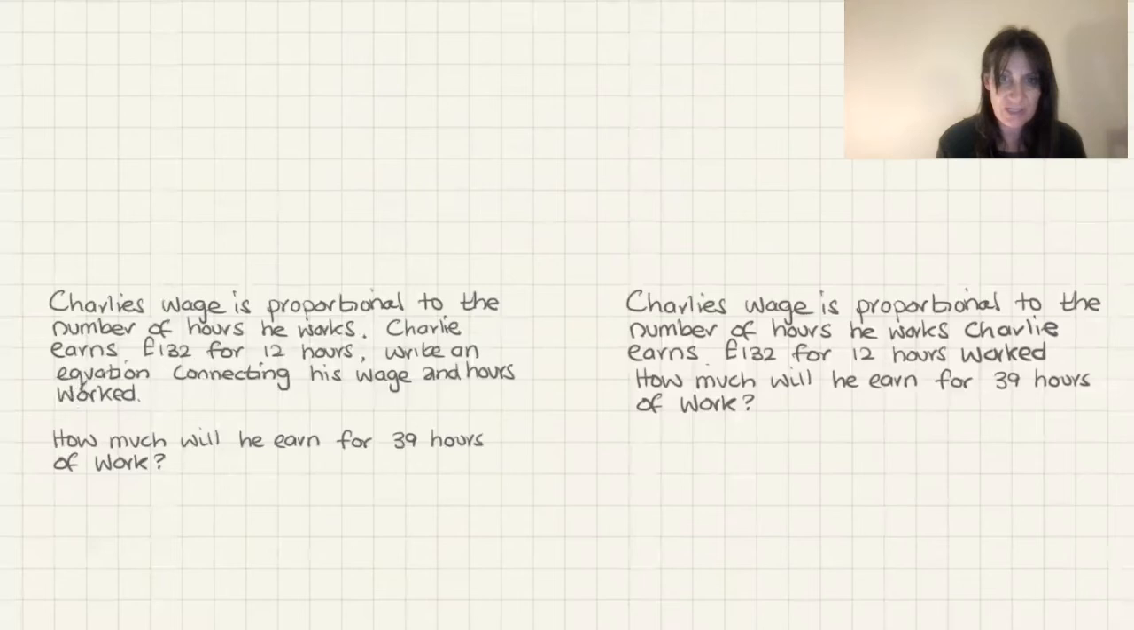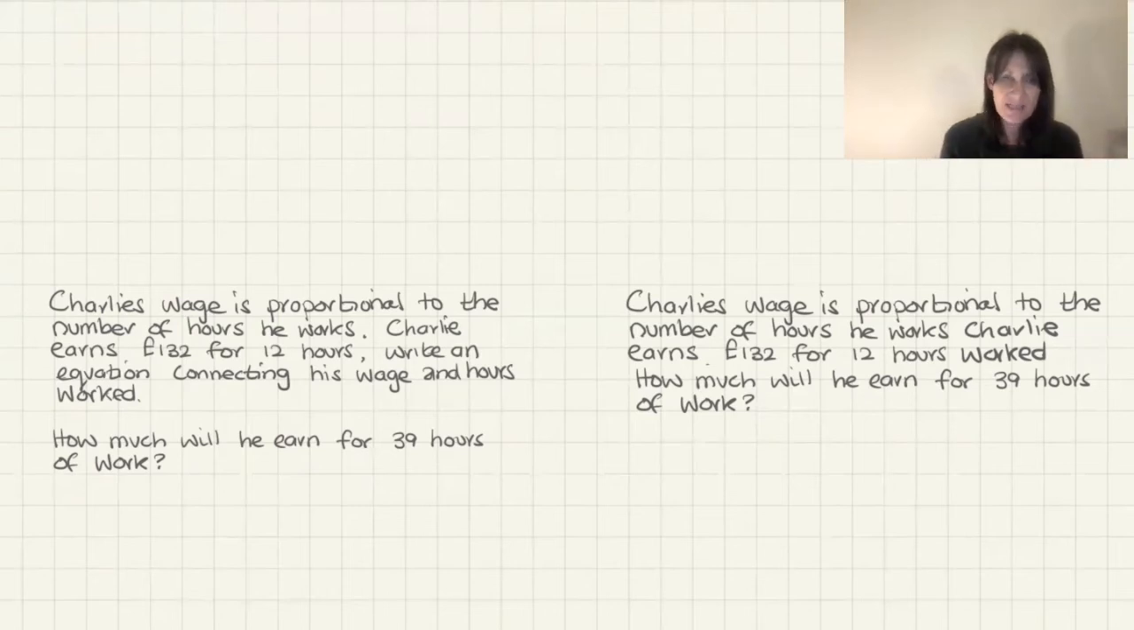Okay, so here is our next bit of information. Charlie's wage is proportional to the number of hours he works. Charlie earns £132 for 12 hours. Write an equation connecting his wage and his hours worked. And how much will he earn for 39 hours of work? So that one that I've just read out mentions proportional. It doesn't ask you to write an equation. Oh, apologies, it does. The one on the other side doesn't.